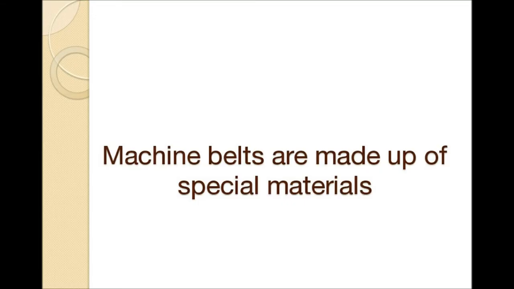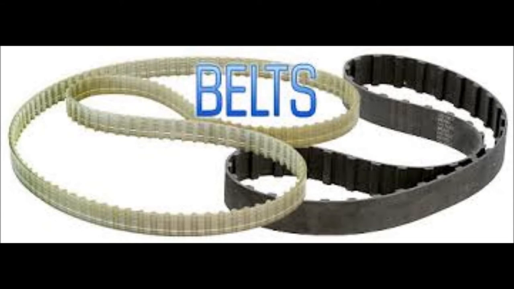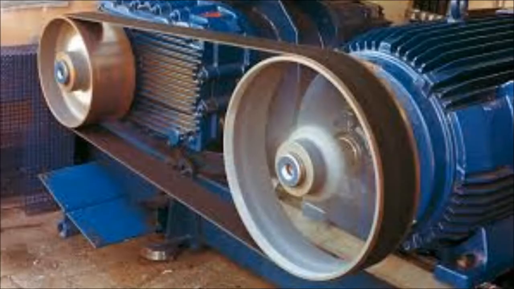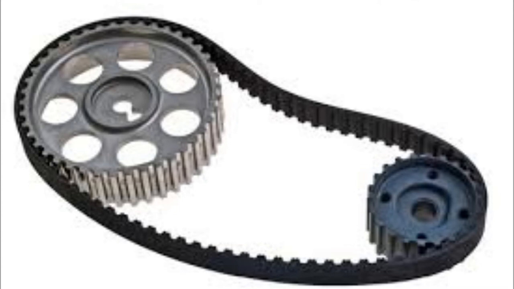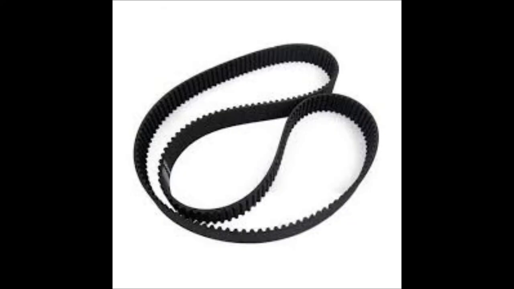Machine belts are made of special materials to increase friction and drive the machine wheels properly. In many machines like flour mills, belts are used to drive wheels for running the machines. Greater friction is required between the belts and machine wheels so that the belts can drive the machine wheels properly without slipping off the wheels. To increase friction, the machine belts are made of special materials having rough surfaces, as rough surfaces increase friction.